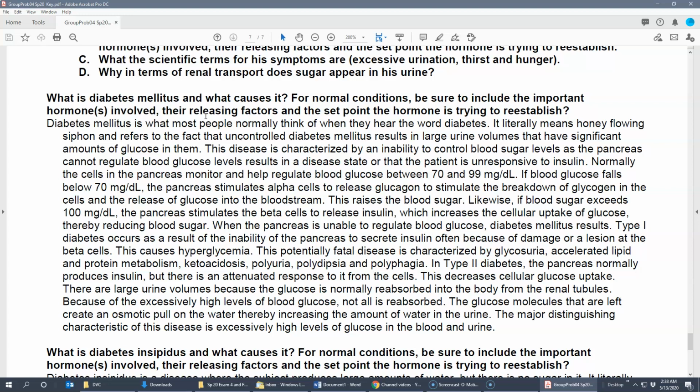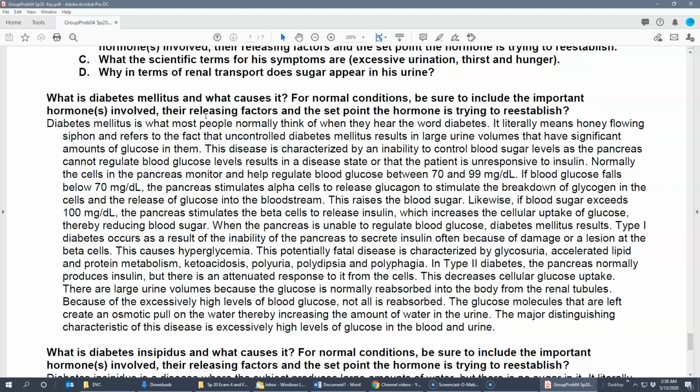You get polydipsia, because you're peeing a lot, you're really thirsty. And polyphagia, because your cells are telling you they're starved for energy, so you're always hungry. Type 2 diabetes is when the pancreas makes insulin, but we don't have the response from the cells. This decreases the cellular uptake and again causes similar problems.